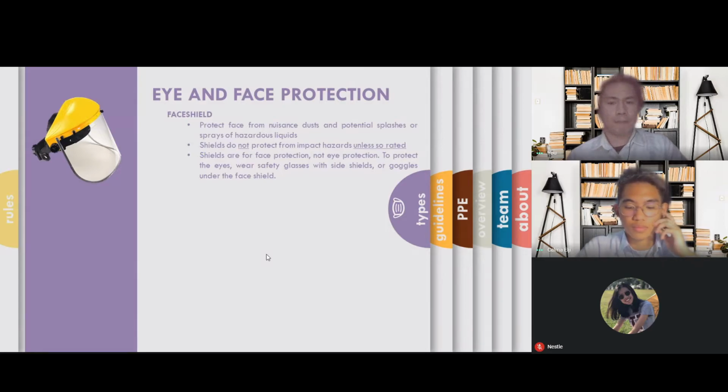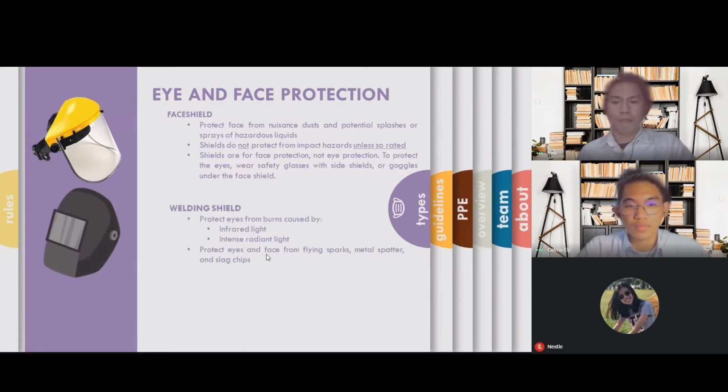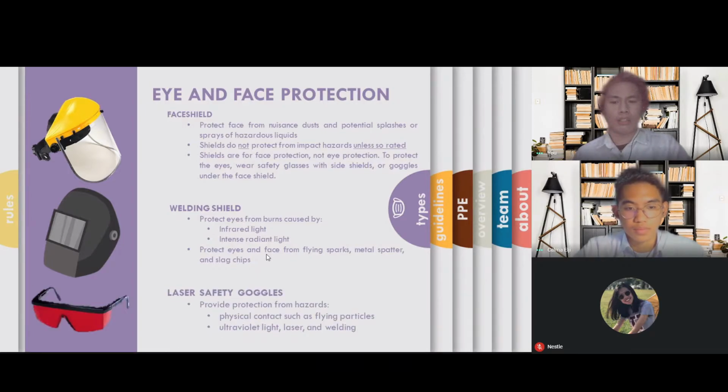For the next type, welding shield. Mostly, ginagamit ito ng welders to protect their eyes and face from infrared and intense radiant light at mga metal splatter and flying sparks. For the next type, ang laser safety goggles. So, dinesign ito para ma-reduce yung hazardous laser eye exposure, also sa flying particles.